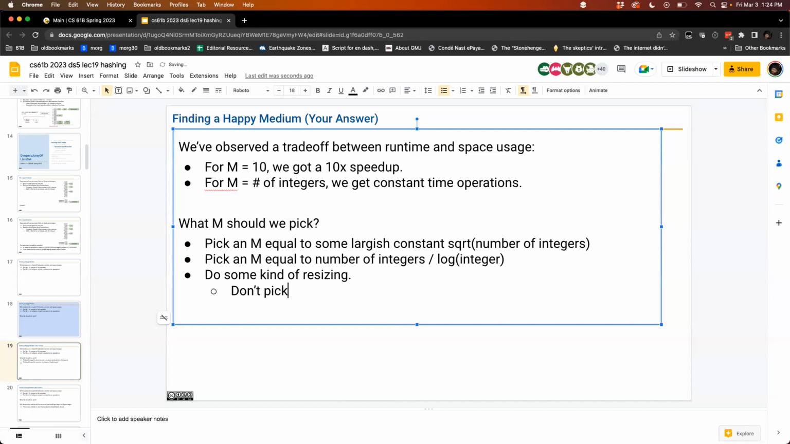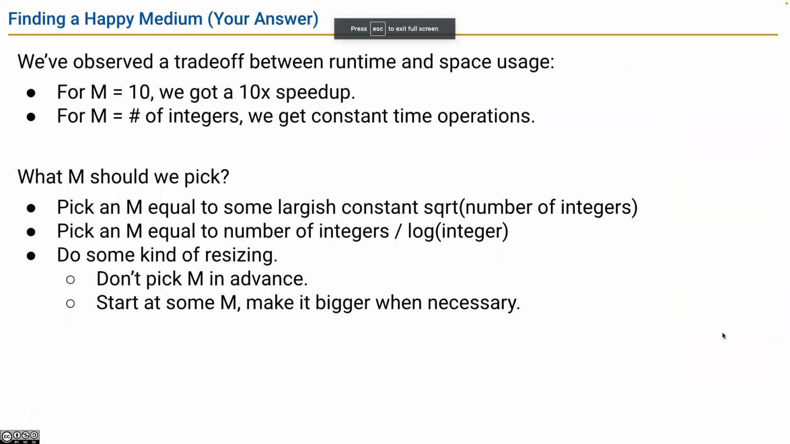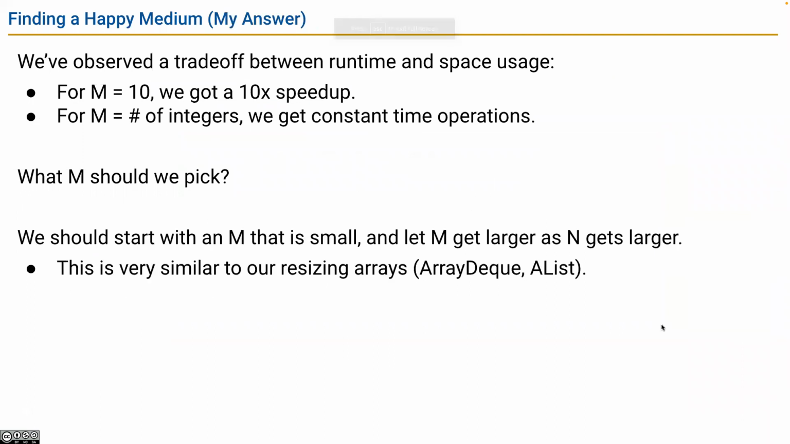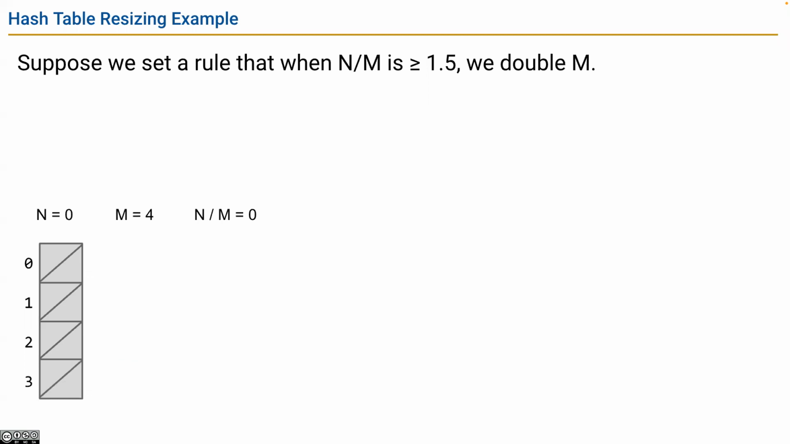So in other words, don't pick m in advance. Start at some m, make it bigger when necessary. It turns out that's a perfectly reasonable approach, and it's actually very natural. The concept is very straightforward. The idea is going to be very much like an A-list or an array deck, and it works basically like this. I'm going to make up a totally arbitrary rule: when we start, n is 0, meaning there's nothing in there.